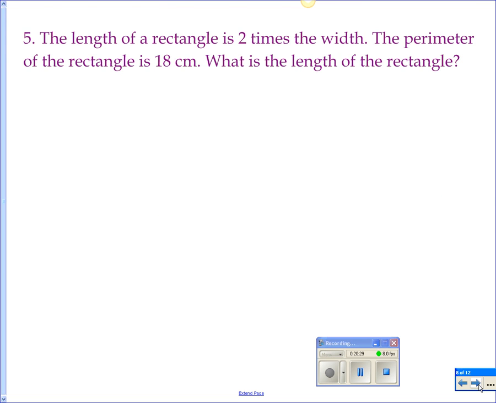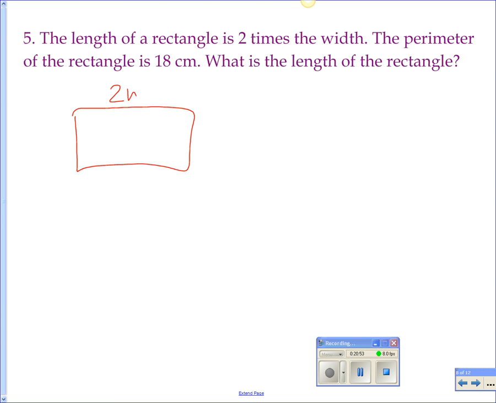All right, number 5, the length of a rectangle is 2 times the width. The perimeter of the rectangle is 18. What is the length of the rectangle? Chad, what do I want you to do first? Good. Monica, what does it tell you about the length of that rectangle? How do you think I write that in math? 2 times the width.